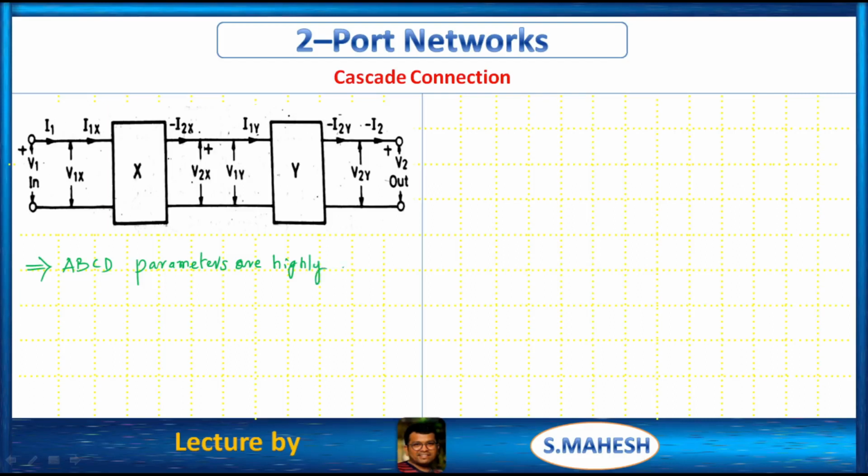Highly useful in characterizing cascaded two-port networks, right? So we have two networks here, X network and Y network, which are connected in a cascade manner.